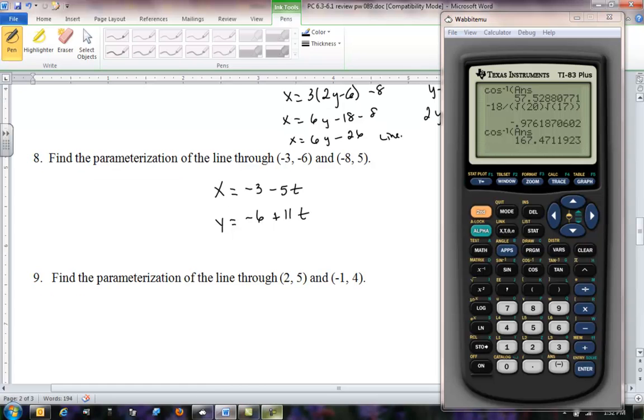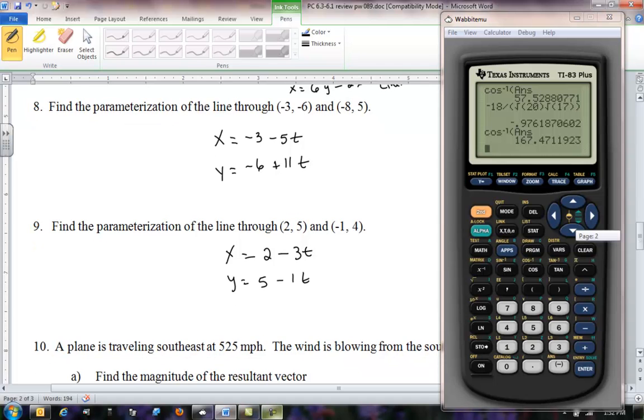For the line that goes through that, same thing: x equals, where do I start, how do I go? I'm going down a total of 3 for every time. For y, I'm starting at 5, I'm going down 1 every second, or every moment of time.